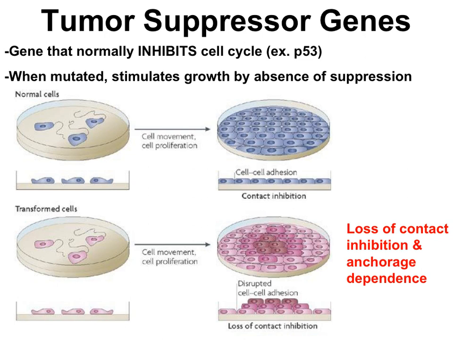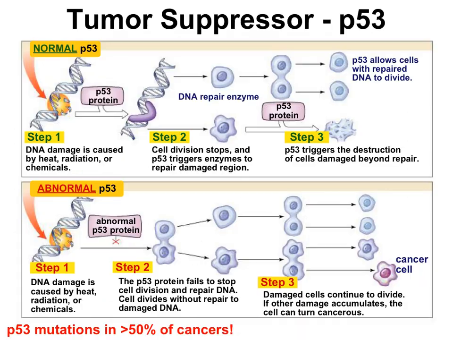Tumor suppressor genes normally work by stopping a cell from dividing, inhibiting the cell cycle. For example, P53 stops a cell from dividing when DNA is damaged. When mutated, however, tumor suppressor genes no longer stop the cell from dividing. This means that the mutation in a tumor suppressor gene stimulates cell division by absence of suppression.